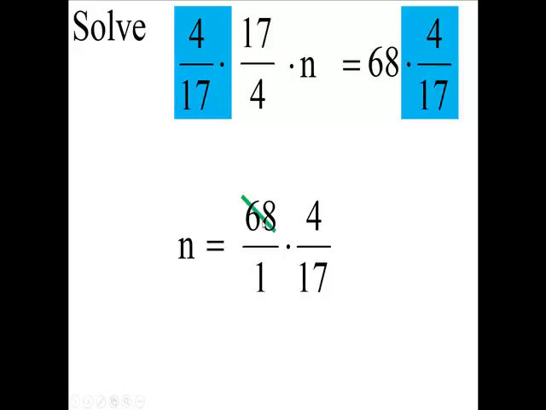So if I divide this by 17 and this by 17, of course my 17 on the bottom cancels. 17 divided by 17 is 1. But what you might not have known is that 68 divided by 17 is 4. So I have 4 times 4, which is 16 doses. N is 16 doses.